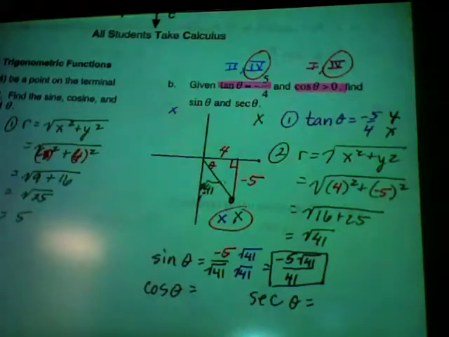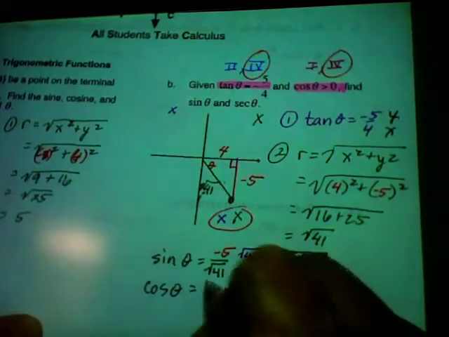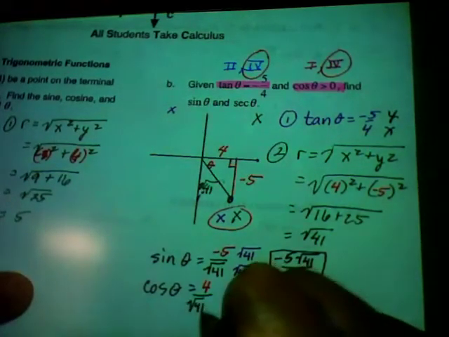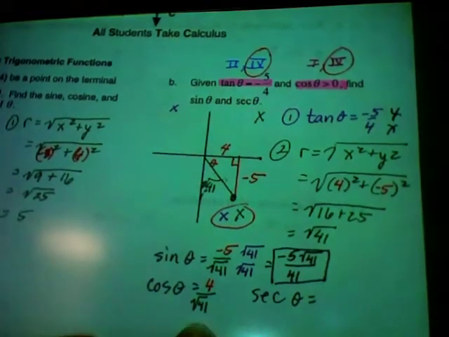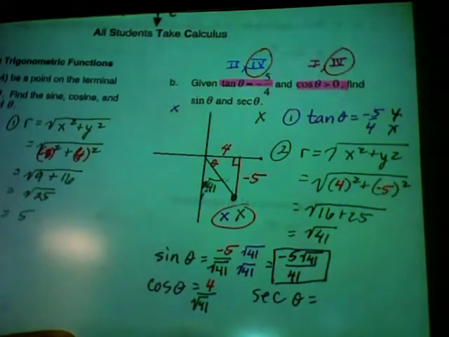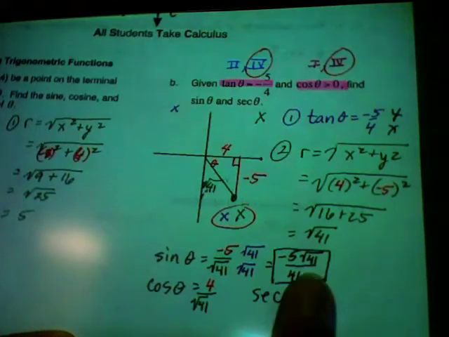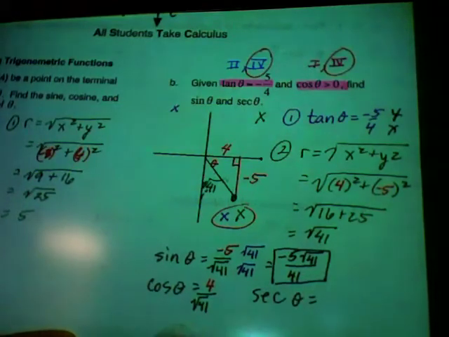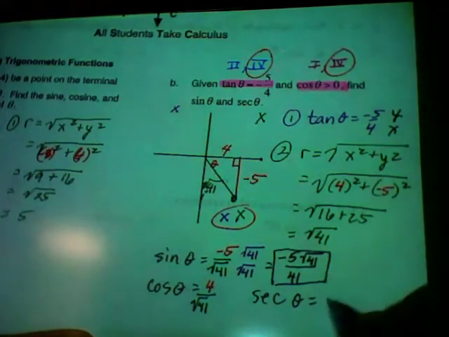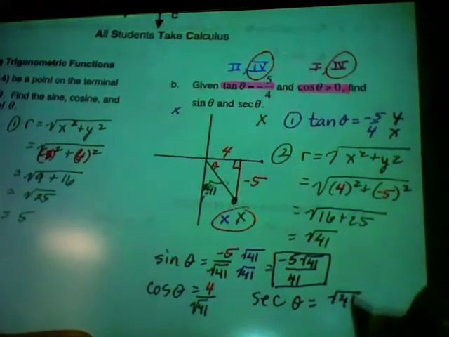Then what is cosine? 4 over the square root of 41. Now this is what I would use. I wouldn't even use the rationalized form of this, because do we really need cosine? No, but I would use this form to find my secant, right? So since we don't need this, I'm not asking for it, I would just go ahead and flip it. Square root of 41 over 4.